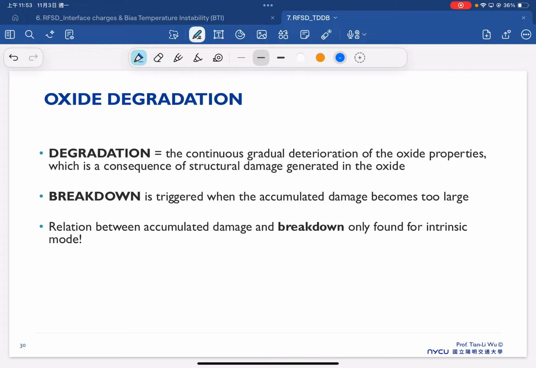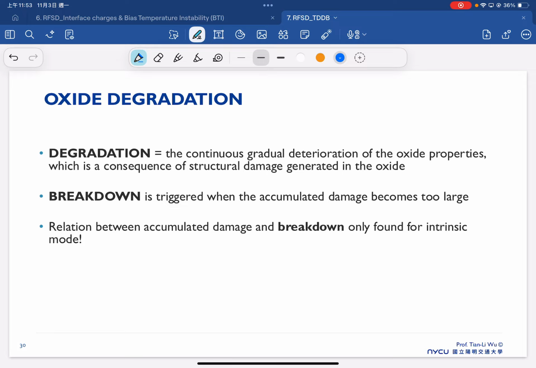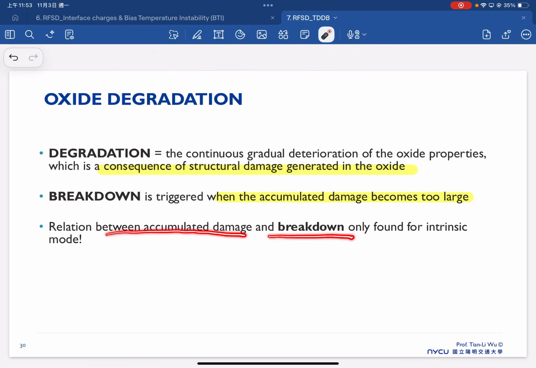So degradation means the continuous gradual deterioration of the oxide property, which is a consequence of the structural damage generated in the oxide. And the breakdown is a trigger when the damage becomes too large. So we have the breakdown here. The relation between the accumulated damage and breakdown we normally only find in the intrinsic dielectric, intrinsic breakdown.